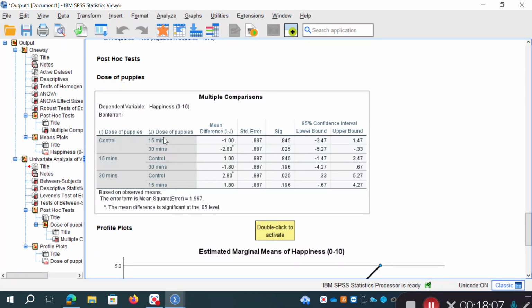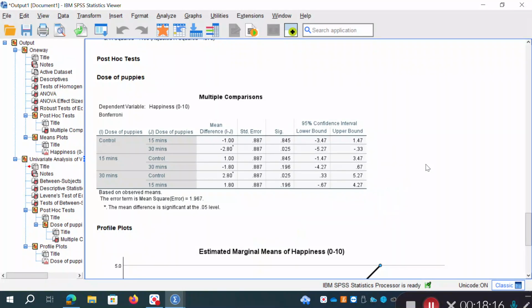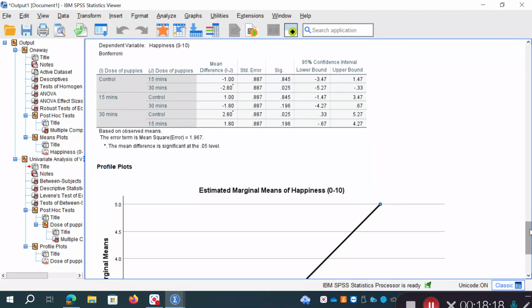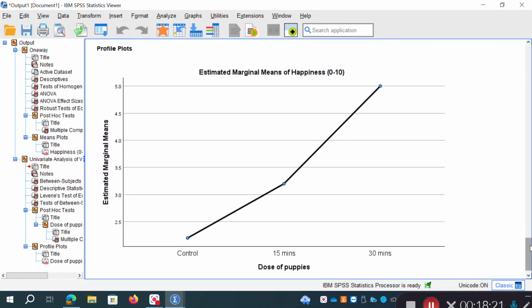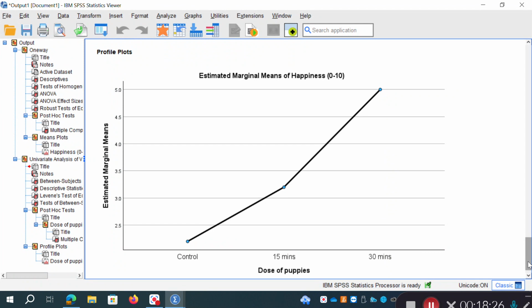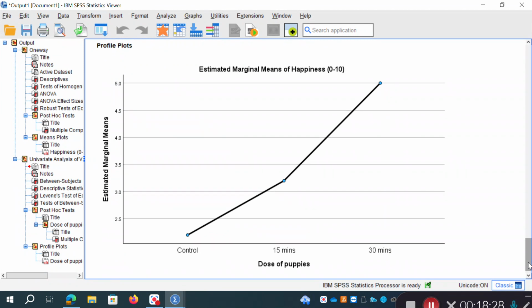It's given us control compared to 15 minutes, and that's not significant. Control compared to 30 minutes, that is significant. 15 minutes compared to 30 minutes, that's still not significant. So the exact same results, just two ways of running the same analysis, and there's the plot of means, which again helps us interpret what we're seeing. The only significant difference in this data set is between the control and 30-minute treatment groups, and the 30-minute treatment group had statistically significantly higher happiness scores than the control group.